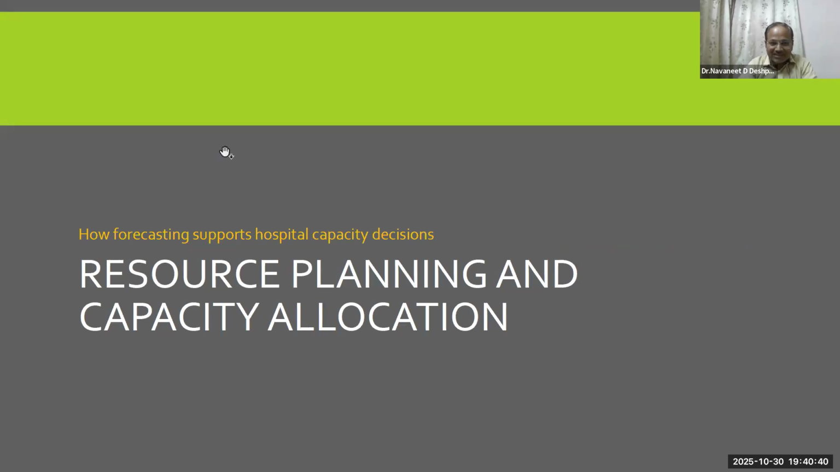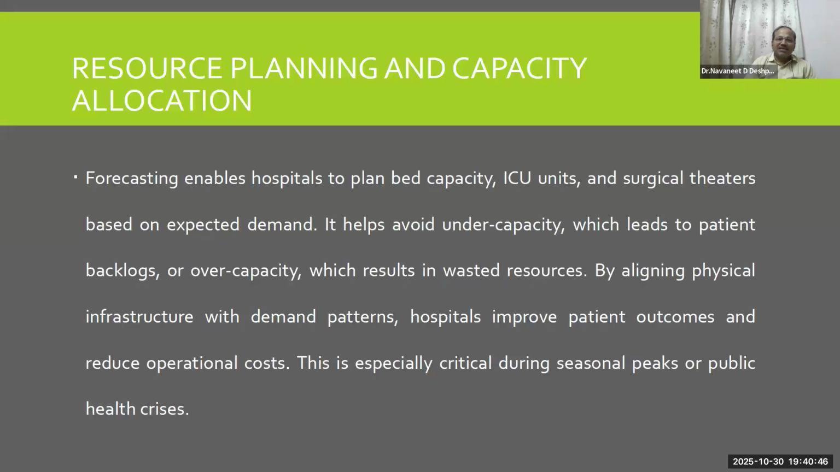And how forecasting supports hospital capacity decision making means resource planning and capacity allocation. Forecasting helps to plan the bed capacity, like a 100-bed capacity hospital or 150. How many ICU units are there in the hospital? How many surgical theaters are there? And ICU units for newborn babies as well. Then the expected demand in all these units has to be forecasted.